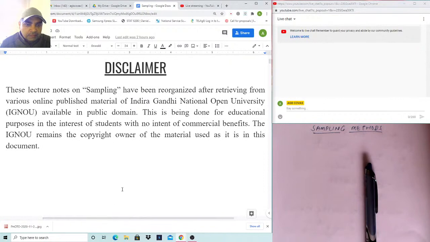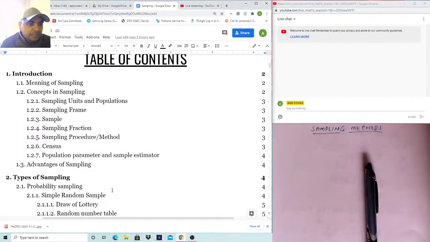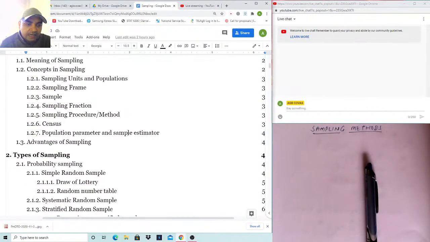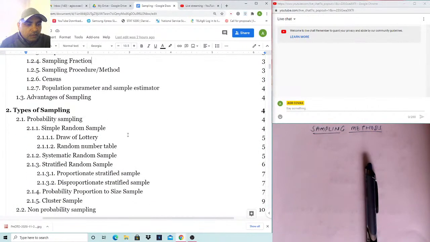We have studied the meaning of sampling, then the concepts in sampling. That is, what are sampling units? What is the population? What is a sampling frame? Then what is a sample? What is sample fraction? Sampling process or method? Then census, and what is a population parameter and a sample estimate. Then we have also studied the advantages of sampling.